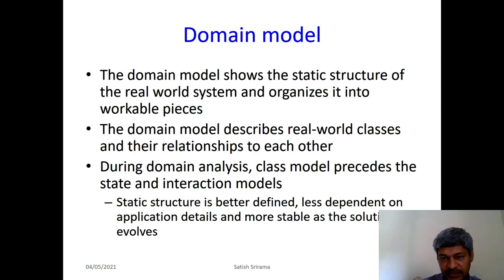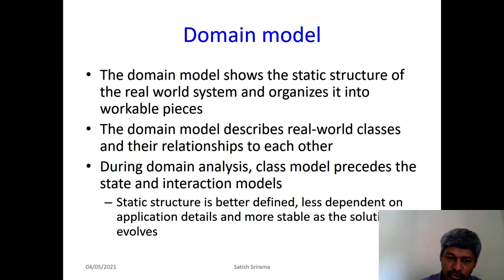So the domain model shows the static structure of the real world system. These static things will not change. The domain model describes the real world classes and their relationships to each other: how banks and accounts are related, how accounts and people, for example the bank manager, are related, how loans are related, etc. So these are the domain model, the real world classes.